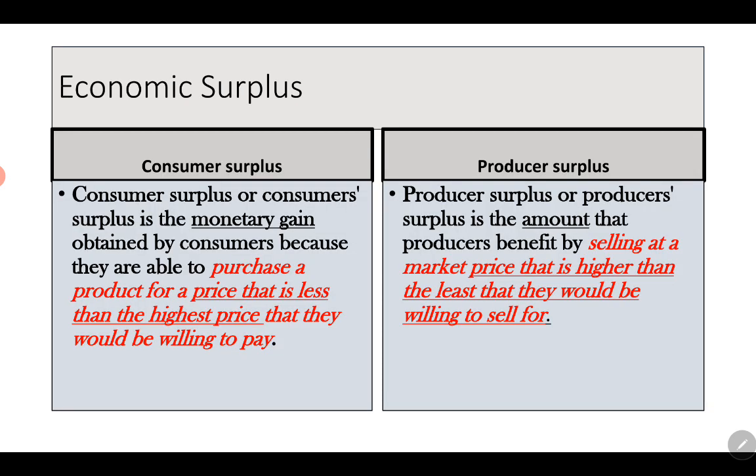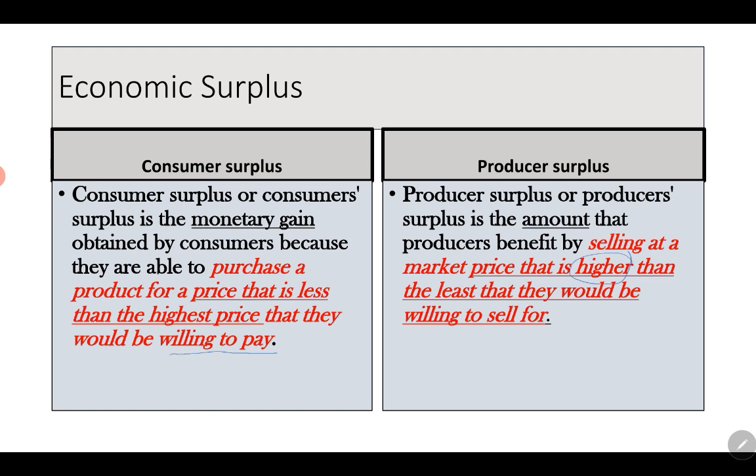Okay. Before we move on to gain on export and gain on import, I would like to introduce to you the consumer surplus and producer surplus concepts. Consumer surplus is a monetary gain obtained by consumers where they are able to purchase a product for a price that is less than the highest price that they would be willing to pay. Producer surplus is when they are able to sell at a market price which is higher than the least that they would be willing to sell for.